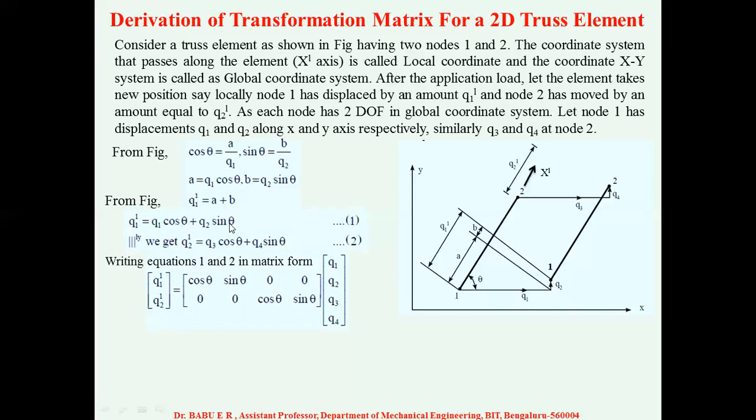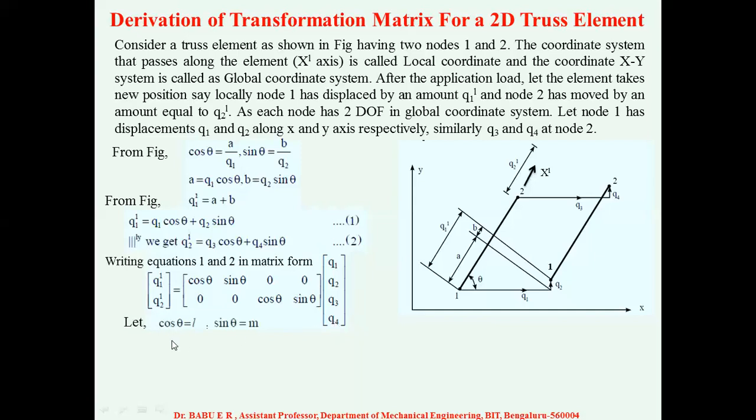So cos theta, sin theta, 0, 0. Similarly, in the second equation, Q1 and Q2 are absent, so 0, 0. Q3 is cos theta, Q4 is sin theta. In the brackets, you write Q1, Q2, Q3, Q4.